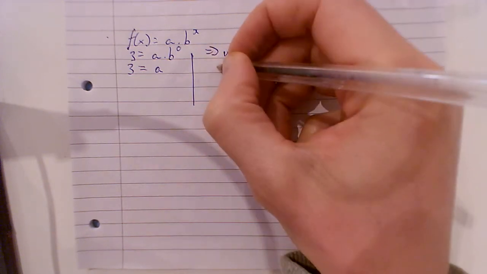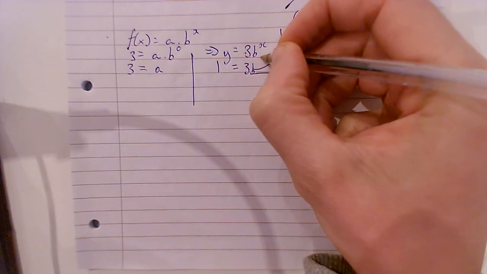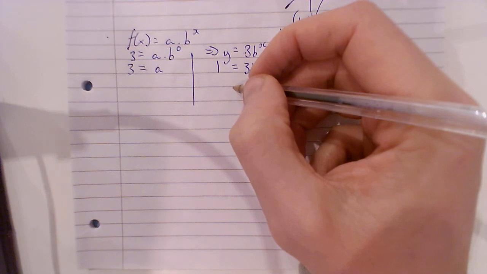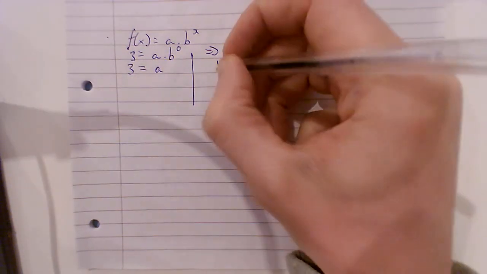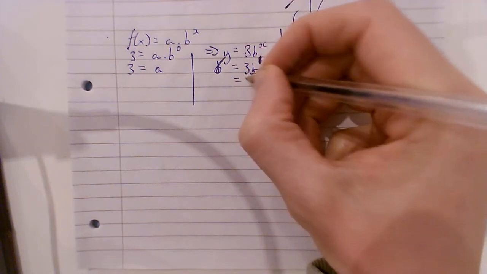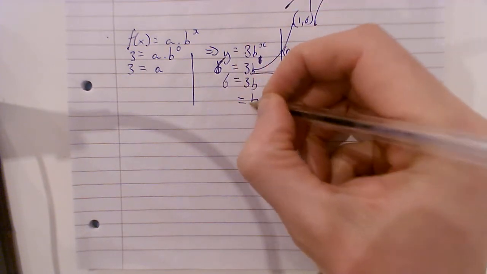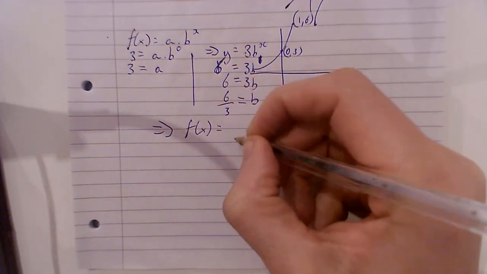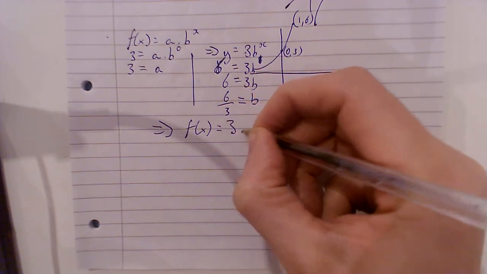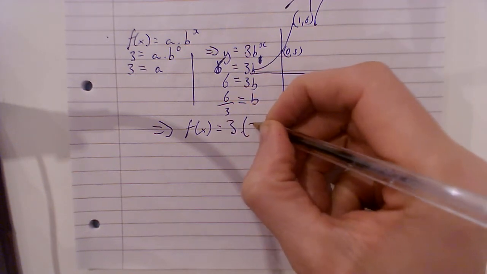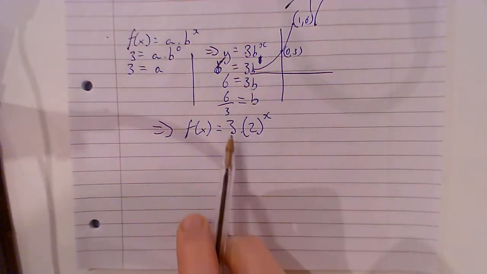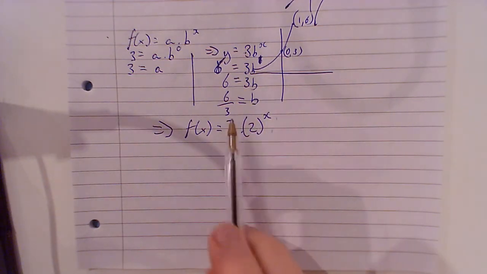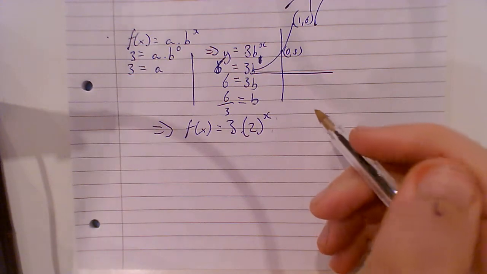Sorry, the x value is 1, the y value is 6. We substitute: 3b equals 6, so b equals 6 over 3, which is 2. Therefore our function is f of x equals a, which is 3, times b in brackets, which is 2, to the power of x. Now, you can't say 3 times 2 is 6, so 6 to the x. This is 2 to the power of x, and this is 3 to the power of 1. They're different, you can't do that.